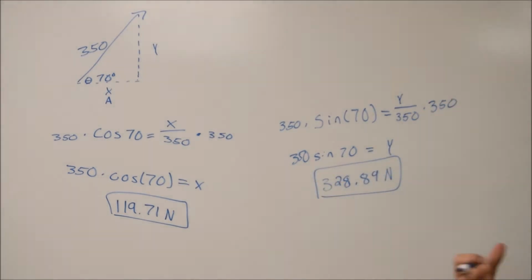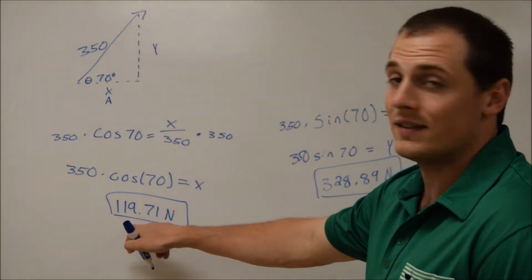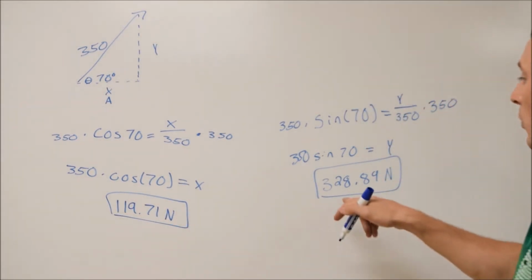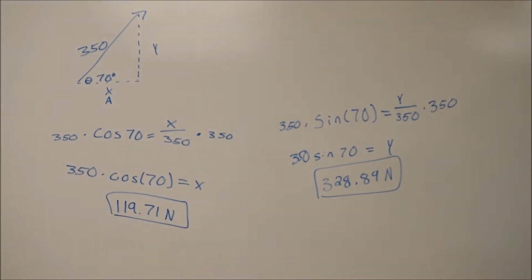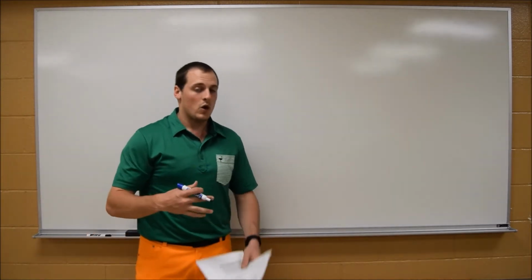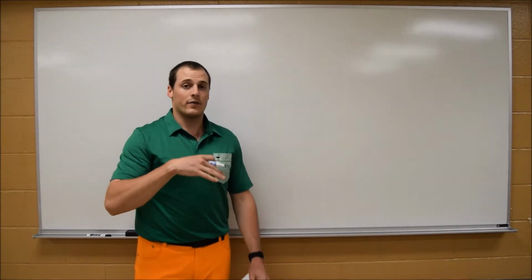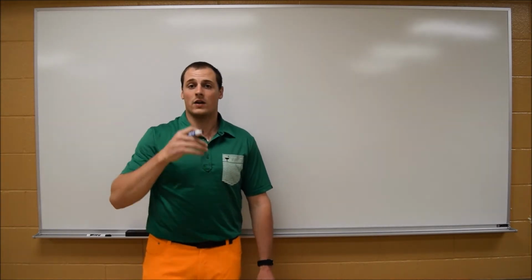So the two answers that you'll have for this problem are the x is 119.71 and the y is 328.89. And that takes care of the stuff that's in the first section of the problems. All right, so now on to the second section, which is essentially the exact opposite of what we did. Now we're given both sides and we need to find the angle.